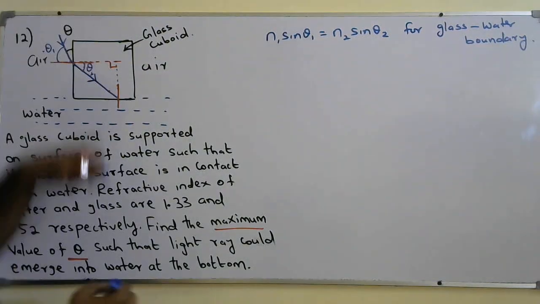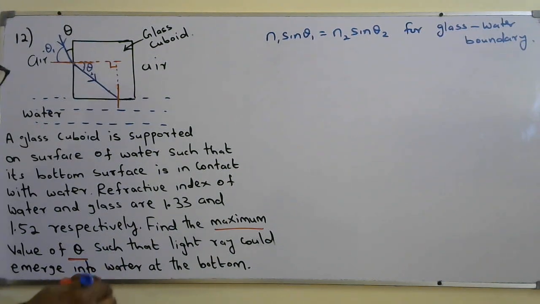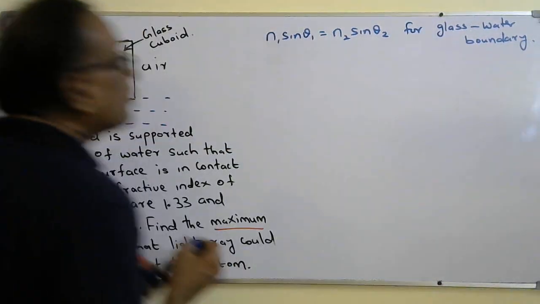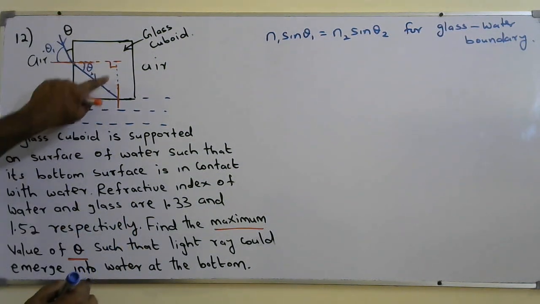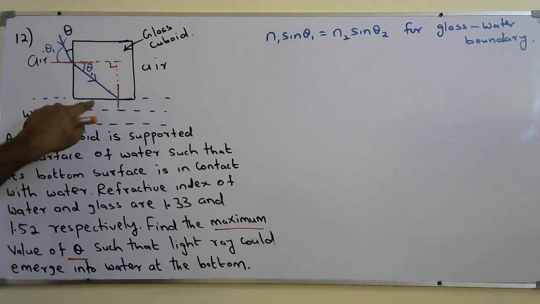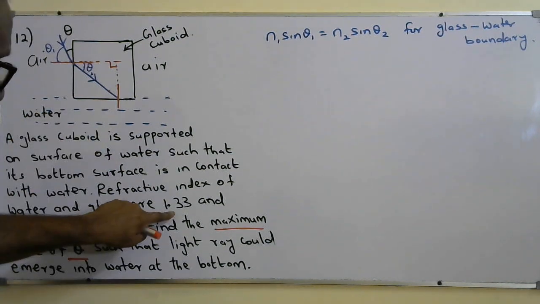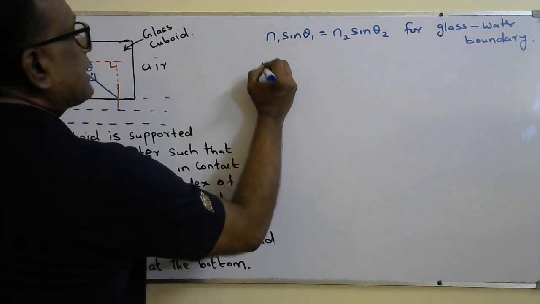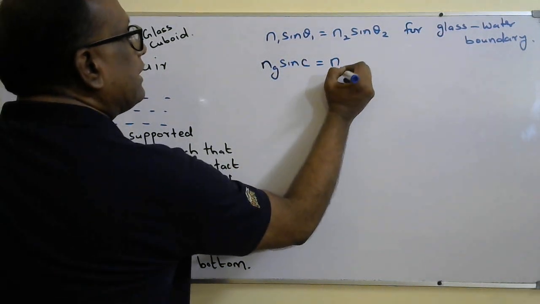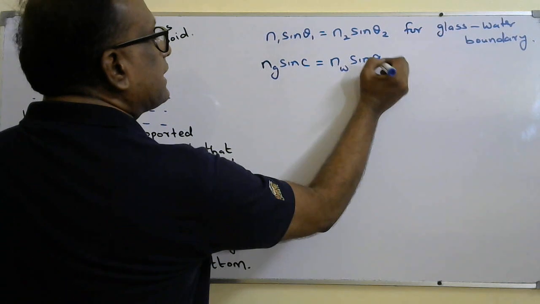So the angle here should be slightly less than the critical angle. I can take it almost equal to the critical angle. So light is moving from glass to water. Refractive index of glass is 1.52, the optically denser medium. Water is 1.33, the less dense medium. So that is Ng sine C equal to Nw sine 90.